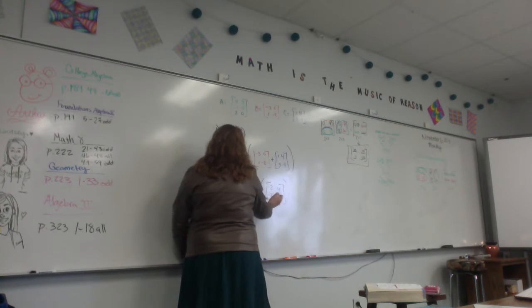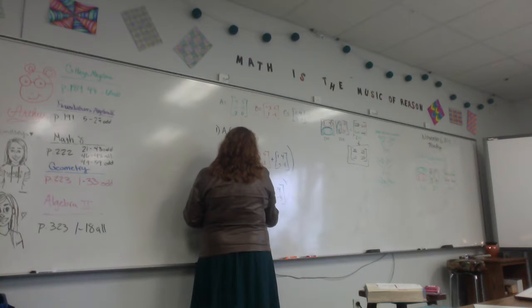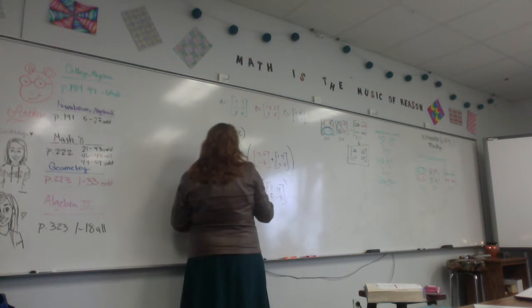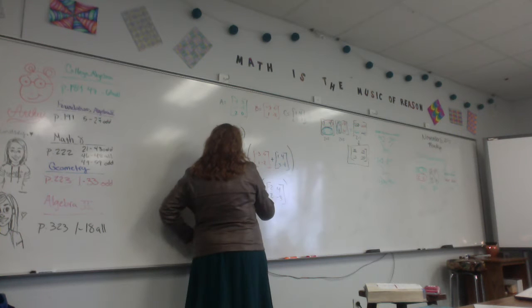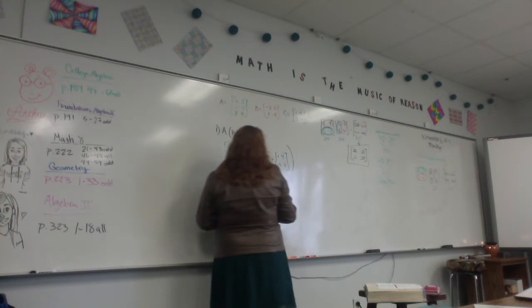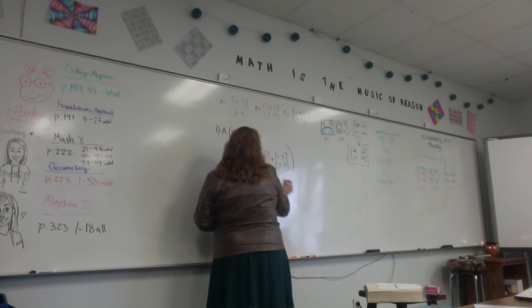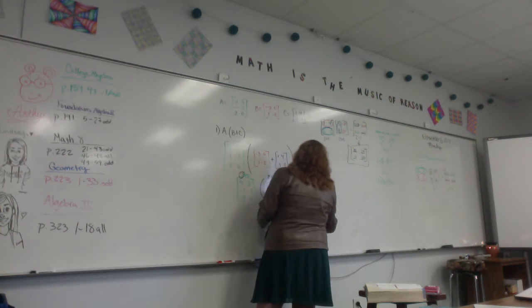Can I multiply this matrix by this one? What size is this green one? 3 by 2: 3 rows, 2 columns. What size is that black one? A 2 by 2. Can you multiply those together? Yes. What size are you going to get? A 3 by 2. So I'm going to get a 3 by 2 as my answer.